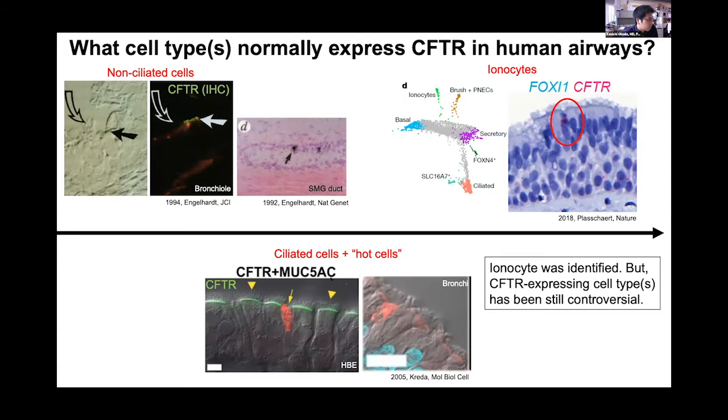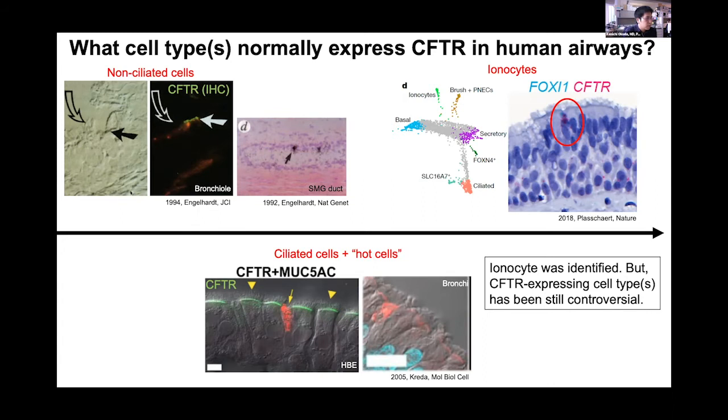And also, interestingly, this paper detected a really high-intensity CFTR-positive cell in the apical location of the large airway superficial epithelium. They called this cell type hot cells. And then just 2 years ago, using single cell RNA sequencing technology, some groups identified a new cell type called ionocytes, which express really high CFTR compared to other cell types.